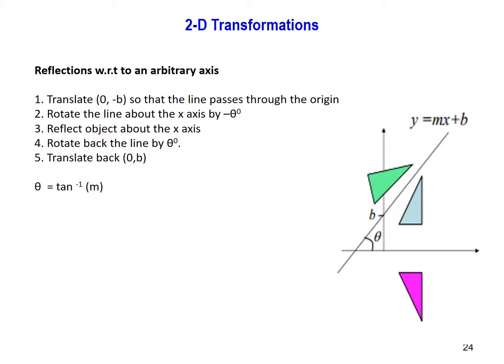Here let us assume the arbitrary axis as y equal to mx plus b, where m is the slope and b is the y-intercept. Firstly, translate the line by (0, -b) so that the line passes through the origin. Now rotate the line about the x-axis by minus theta. Then reflect the object about the x-axis. Now rotate back the line by theta and translate back by (0, b). Hence, we will achieve the reflection of the object about an arbitrary axis, where theta is tan inverse of m.